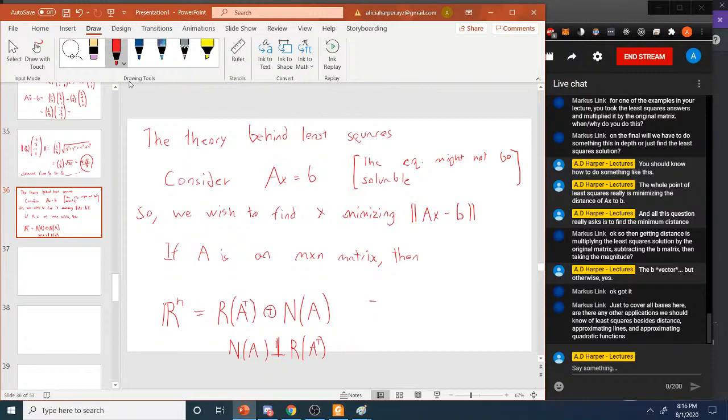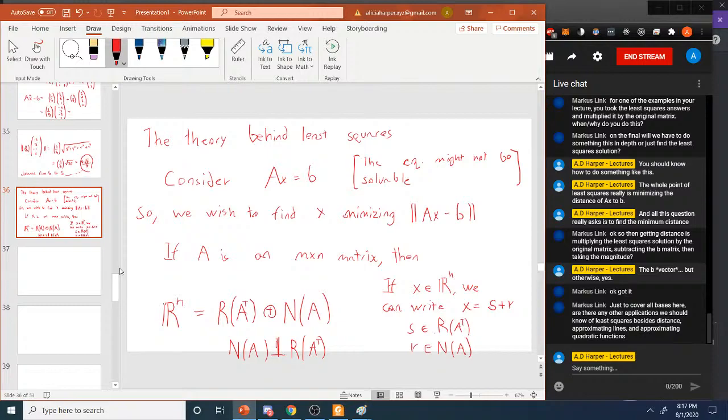So if x is in R^n, we can write x is equal to s plus r, where s is in the column space of A transpose, and r is in the null space of A. So this is very helpful to us. Here's why.